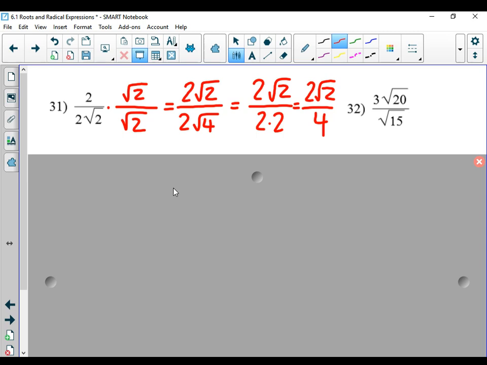Can I reduce that further? Yeah. So my 2 over 4 then reduces. So my final answer is just the square root of 2 over 2.